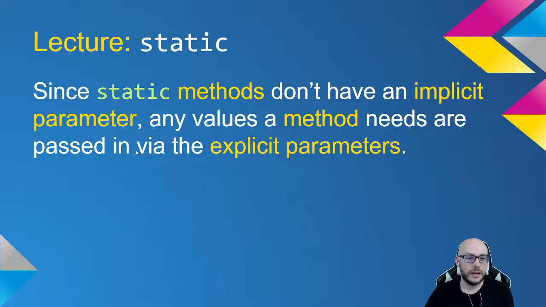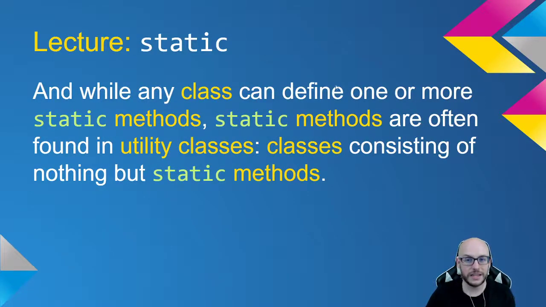Here is something to note. Static methods don't have an implicit parameter, right? In order to call these methods, you don't need an object. Any values that method needs are going to be explicit parameters. And while any class can define one or more static methods, they are often found in utility classes, classes consisting of nothing but static methods.